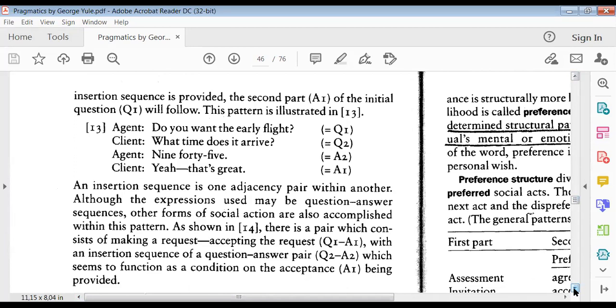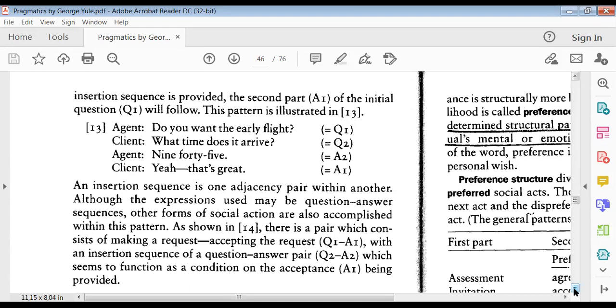Now the agent asks, do you want the early flight? This is the first question. This is an example of a conversation. Now the client says, what time does it arrive? So the agent says, do you want the early flight? And the client says, what time does it arrive? Now the agent says 9:45 and the client says, yes, that's great.